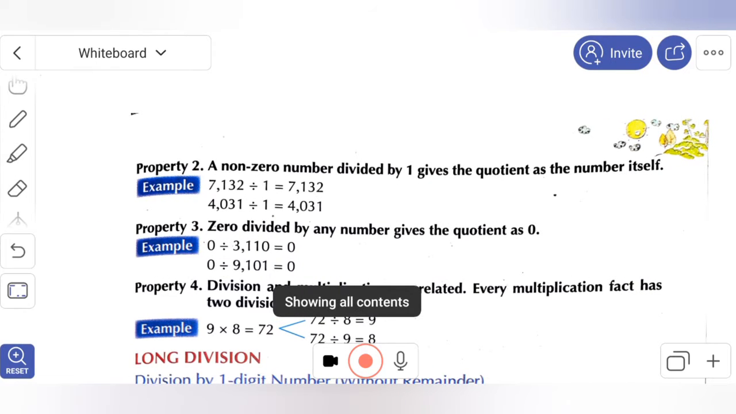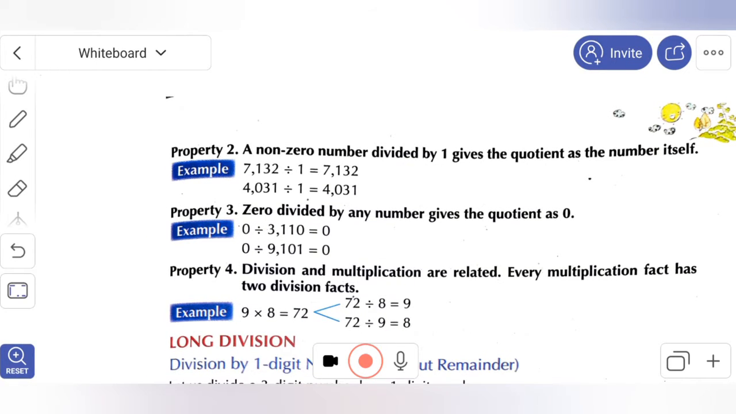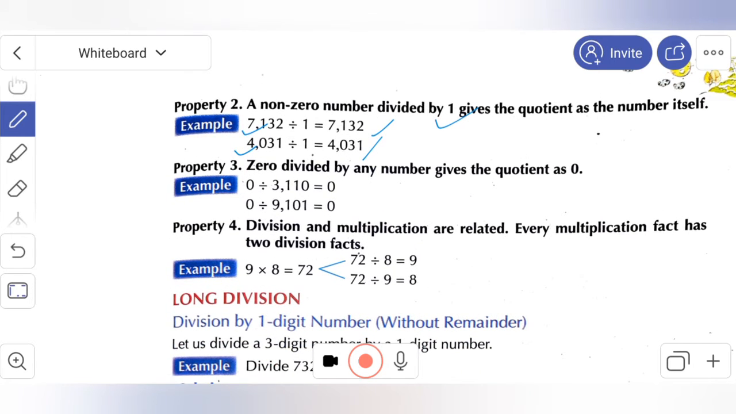And any number if you divide by 1, clear, you will get the number itself. So see here, 7132 divide 1, we got 7132. 4031 divide 1, you got 4031. And if you divide 0 by any number, clear, you will get the answer as 0. Keep this in mind.